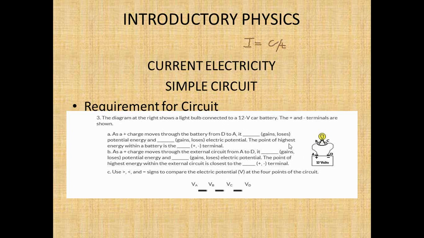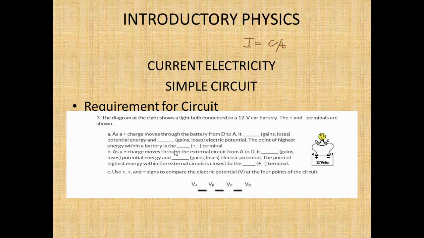So the charge is going to gain potential energy. And if it gains potential energy, it's going to gain electric potential energy. So those things are interchangeable. When it gains electric potential, it actually gains electric potential energy. Okay, the point of highest energy within the battery is the positive terminal. Remember, we said the positive terminal is the high potential terminal. So that's the point of highest energy within the battery.